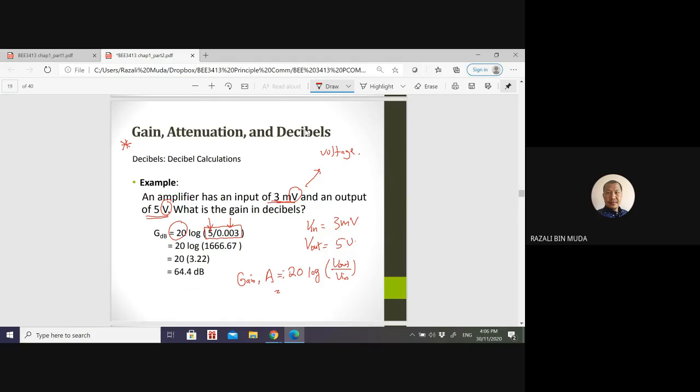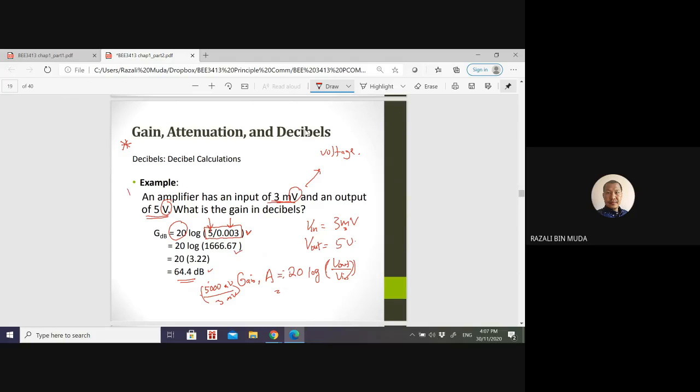So you are writing the ratio with the same unit. One is 5 volt and another one is 3 millivolt. So you can write it in volt, 5 over 0.003, or you can write 5000 millivolt over 3 millivolt. You can write it like this also. So put this value here, in the log. This one becomes similar, so you get this.